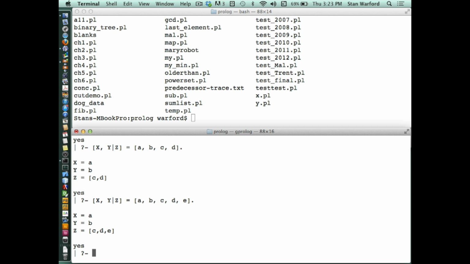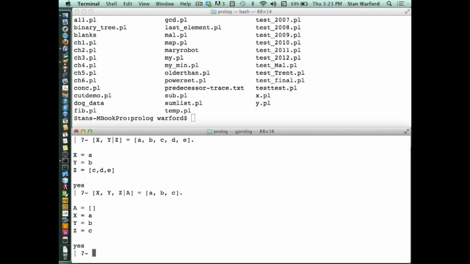And how about this then? How about X, Y, Z, and then vertical bar, and then capital A? And then we'll match that with A, B, C. What do you think? X is A, Y is B, Z is C, and A is the empty list. That's good. All right, A is the empty list, and then X, Y, Z are A, B, C.